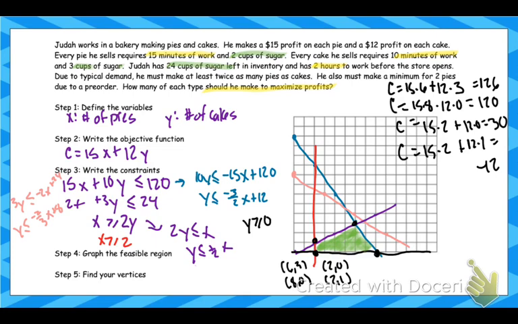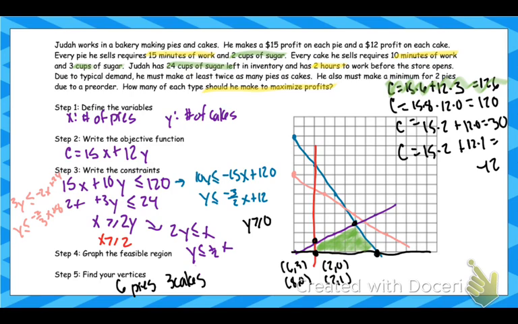So out of those numbers, you can see there are definitely two that are bigger. And this first one is our absolute maximum, though. So if he wants to maximize his profits, he wants x to be 6 and y to be 3. What that stands for is he would need to make 6 pies and 3 cakes.